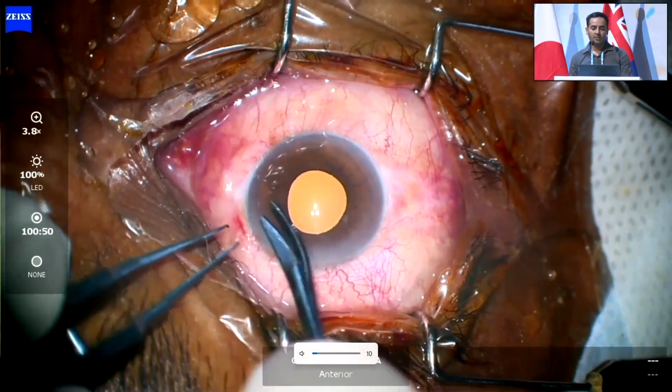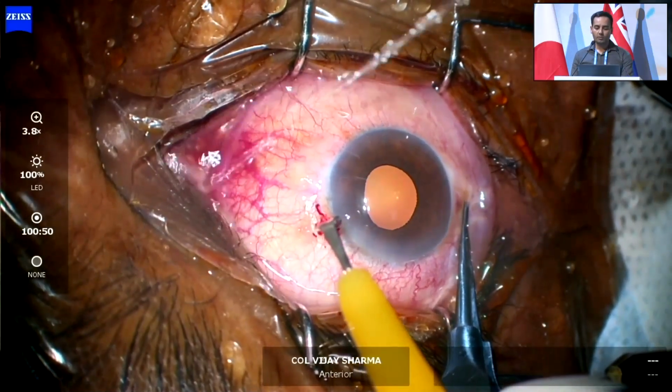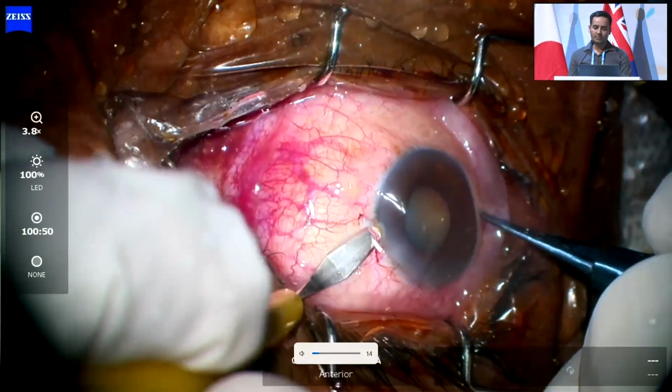Our typical procedure started the same as a SLET procedure would start. We harvested a 2 by 2 mm limbal stem cell lenticule.